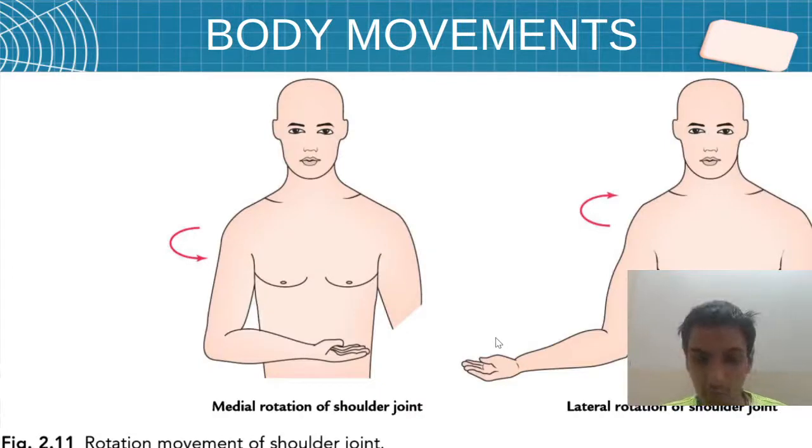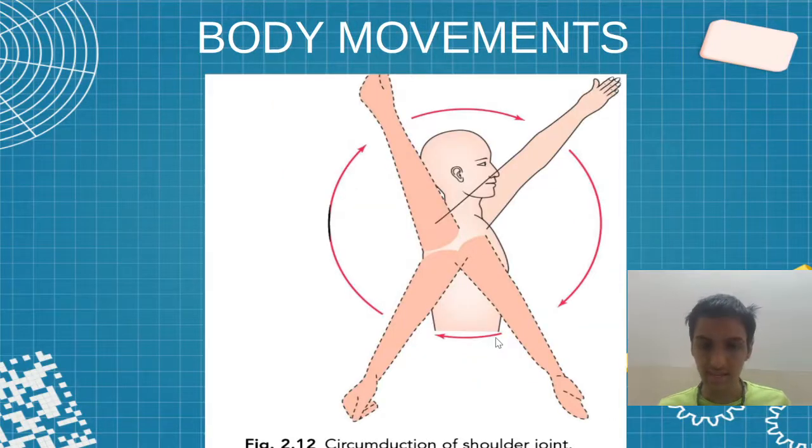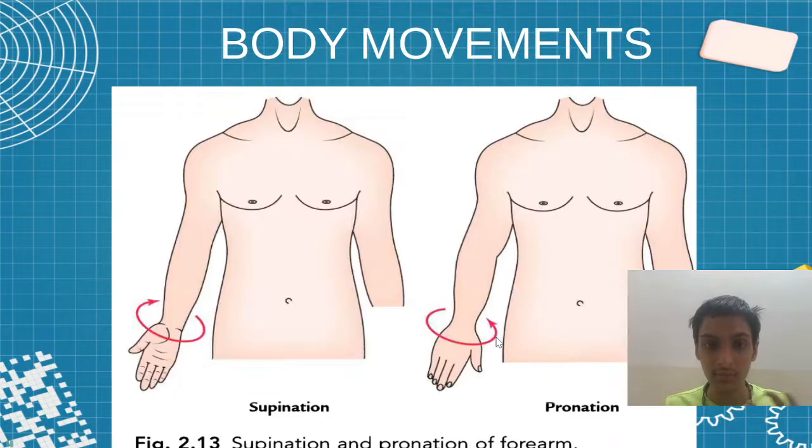Then rotational movement of the shoulder joint. See now, please observe me. This is medial rotation and this is lateral rotation. And circumduction, a combination of flexion, extension, abduction, adduction.